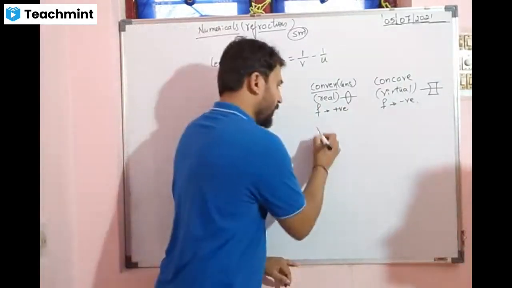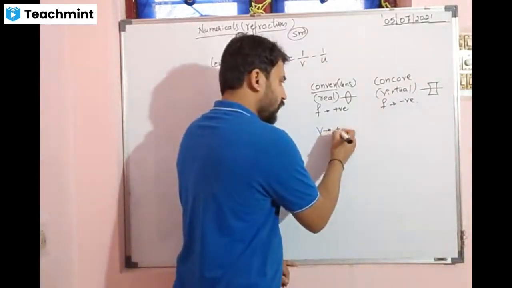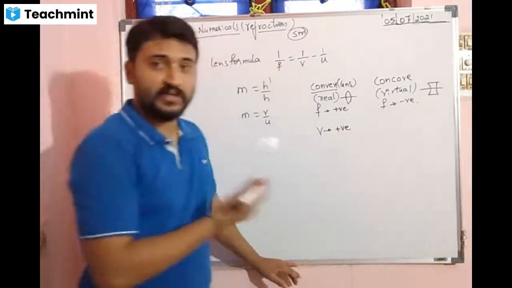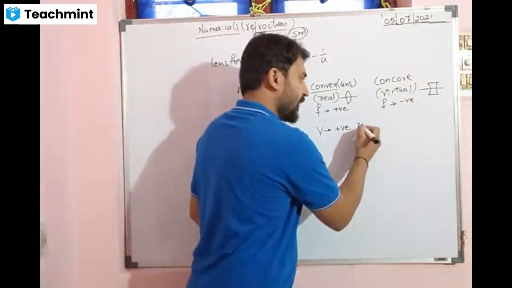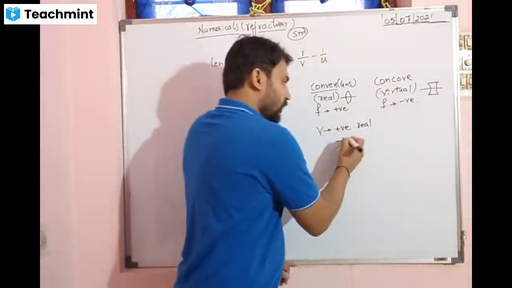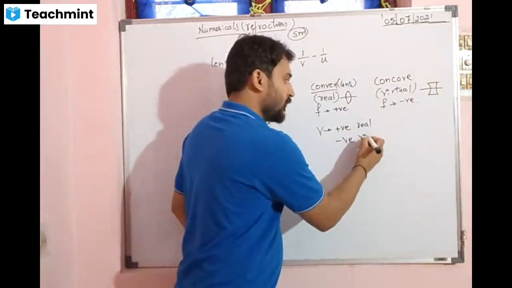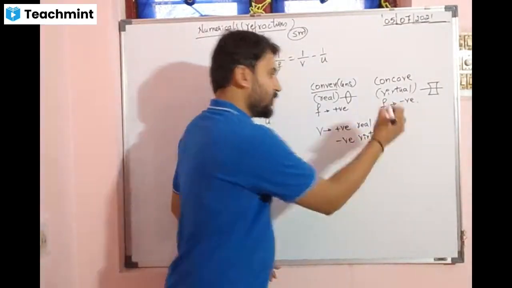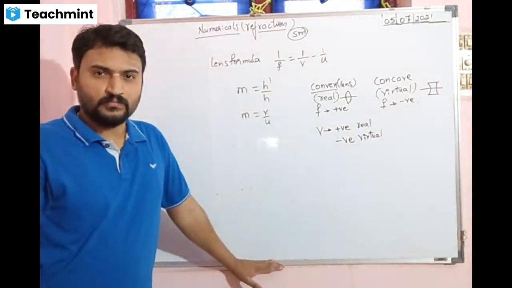Next, we'll talk about V. If V is positive, positive means right side. Right side means it forms a real image. If V is negative, it means on the left side. Left side means it forms virtual images. Is that clear to you?